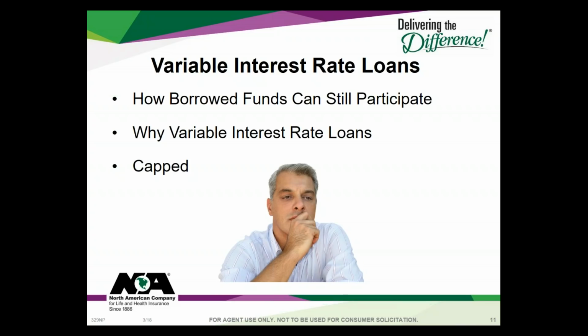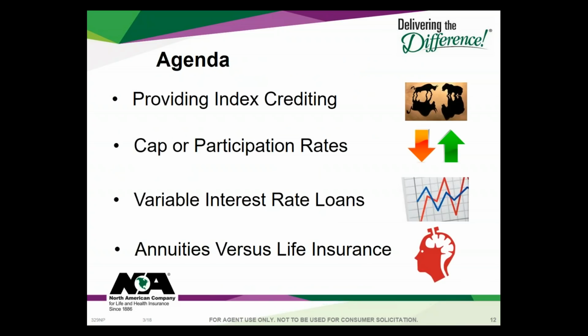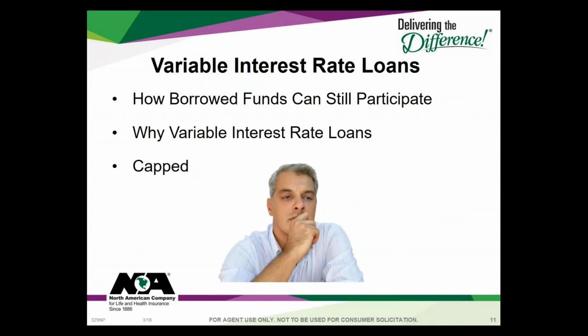So we have to see how this works. First, we want to look at how borrowed funds can participate and how the variable rate loans work. How can the borrowed funds still participate? Well, let's think about that for a moment. If a client has $100,000 in a policy and they want to borrow $20,000 out, there's only $80,000 as far as they're concerned. And again, this is not a withdrawal. This is a borrowing as a participating or variable loan. As far as they're concerned, they took $20,000 out.